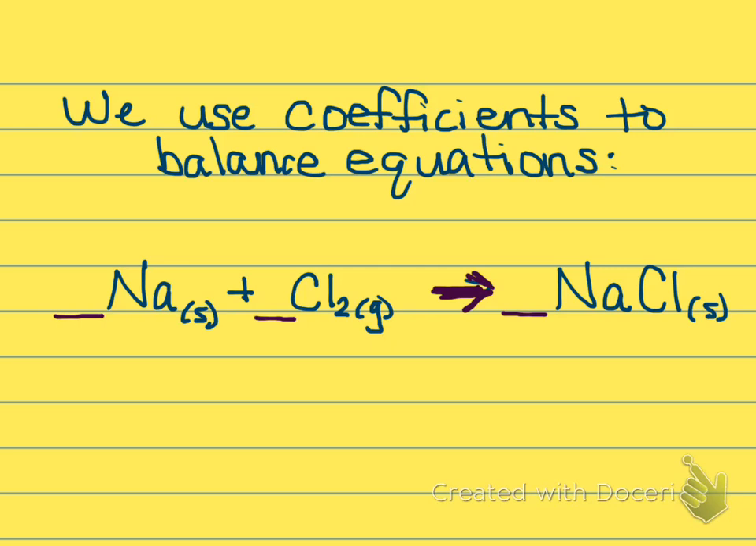Our overall goal is to follow the law of conservation of matter, getting the same number of atoms of each element on each side of the arrow, each side of the equation. So I'm going to give you a couple of strategies for balancing chemical equations. The first one is going to be the dot method. To do that, we're going to use different colored dots to represent each element.